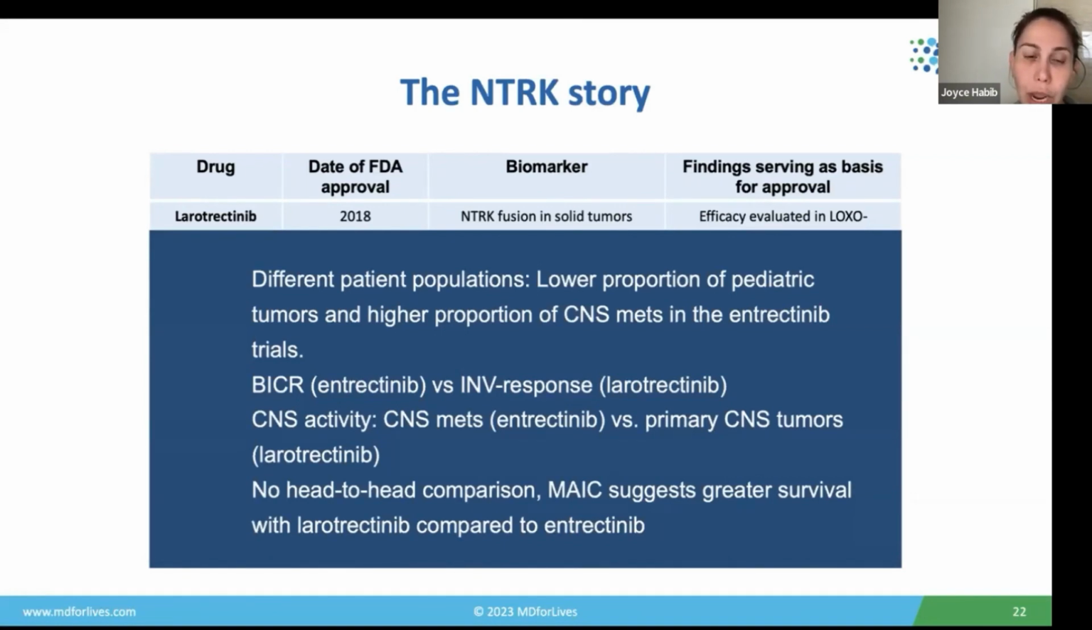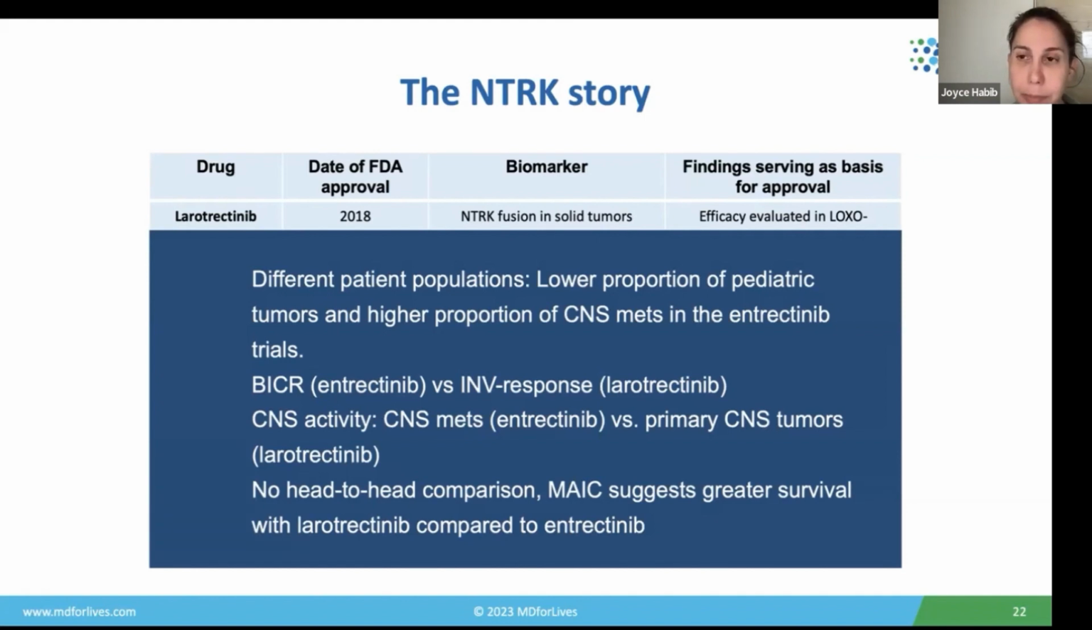Also, the choice of how to measure the overall response rate was different. This was blinded independent central review for entrectinib versus investigator assessed response for larotrectinib. So it may have caused a discrepancy in response rate. And the CNS activity, at least for entrectinib, seems to be more compelling.